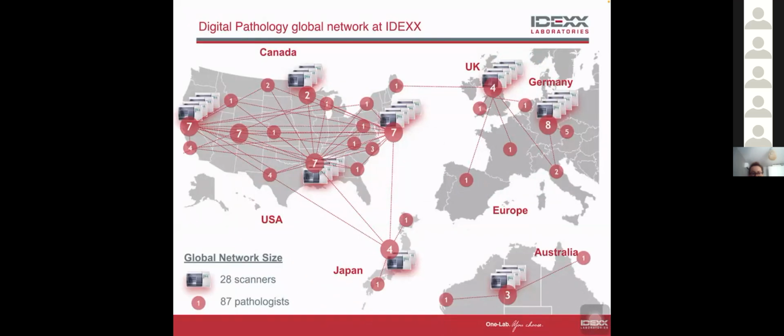There are some pathologists, though, who have really embraced this. And there's particularly the IDEXX network, where you've got 87 pathologists globally linked with 28 scanners, and they'll be reporting 24/7, 365 days a year from all over the world. The interesting thing, though, is this is a network of veterinary pathologists who have completely embraced the networking potential of digital pathology. And this, I think, is a real lesson to us as human pathologists in what can be achieved.